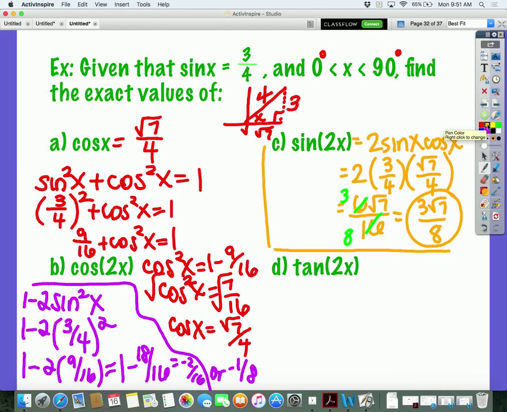Because it's the exact value, so we wouldn't go through any decimals or anything like that. We could simplify the square root of 7, we would, but we can't. Lastly, tangents to x.